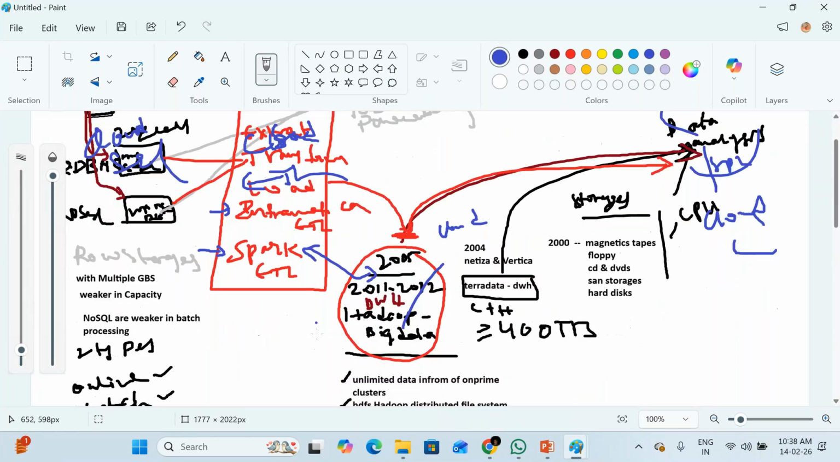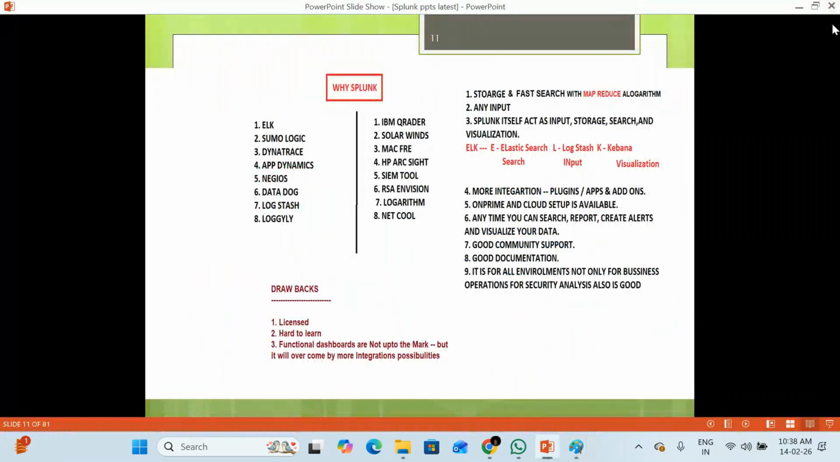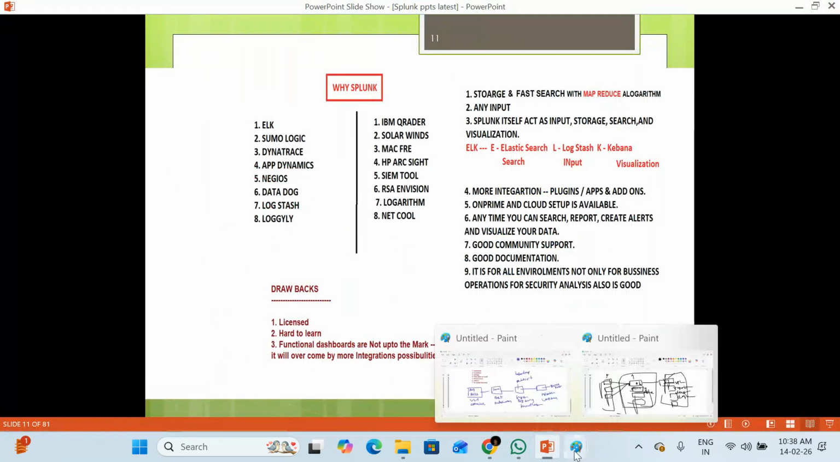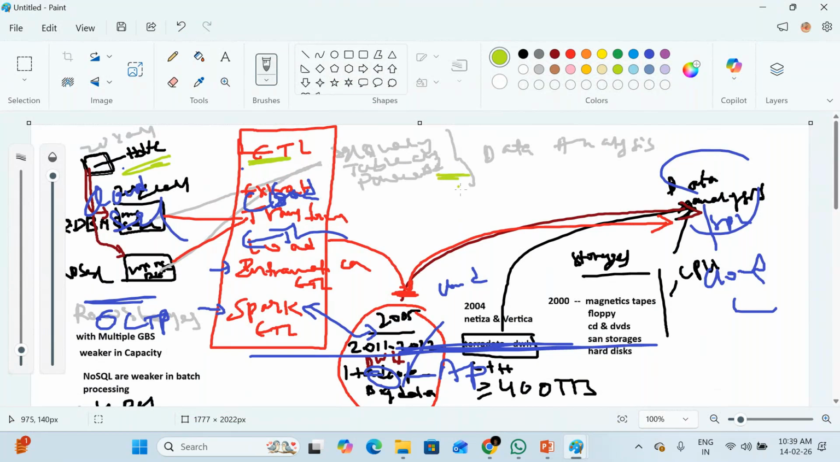Now in Splunk, you are doing admin activities. Actually, this is the process I'm telling now. This we call OLTP systems. This we call OLAP systems, analytical processing systems. Actually, database, ETL, and data warehouse, this we call data engineering. Who are working for that? Data engineers. These guys are working for data analysts.